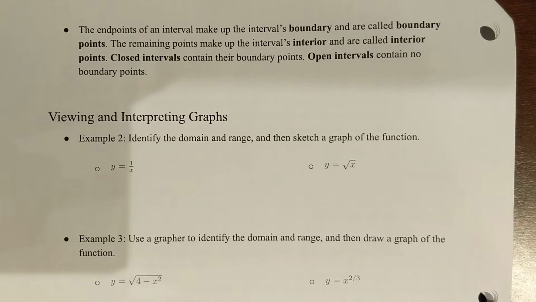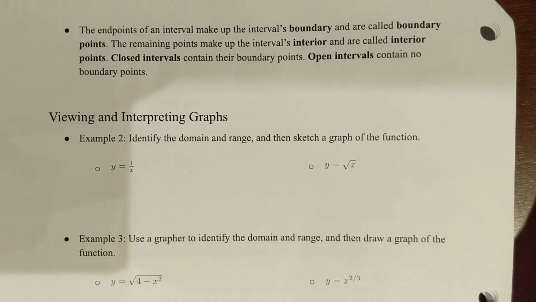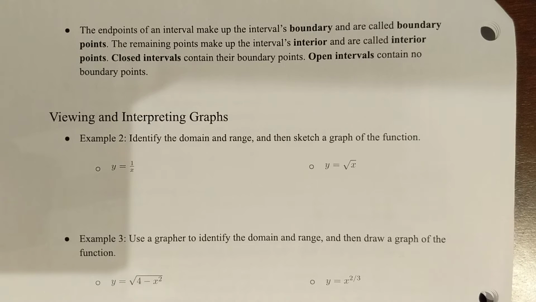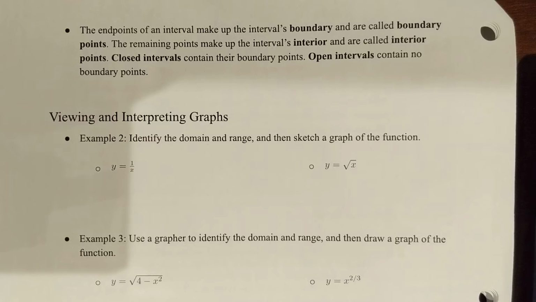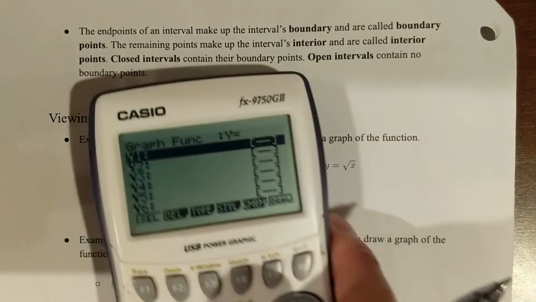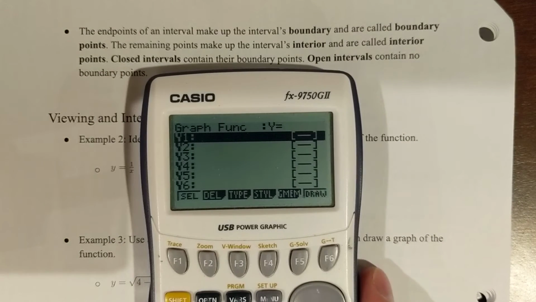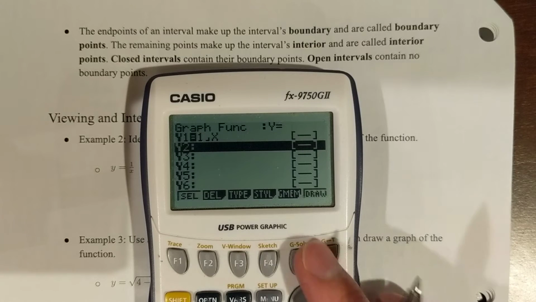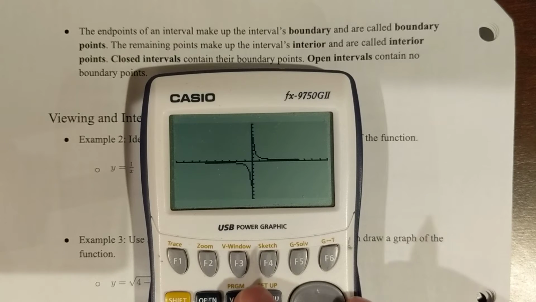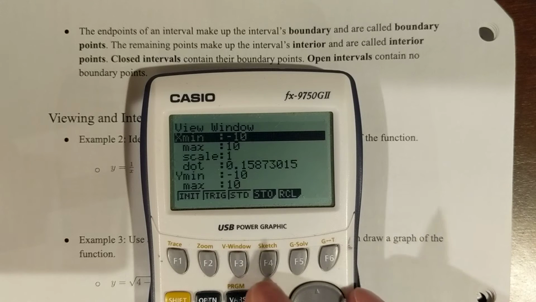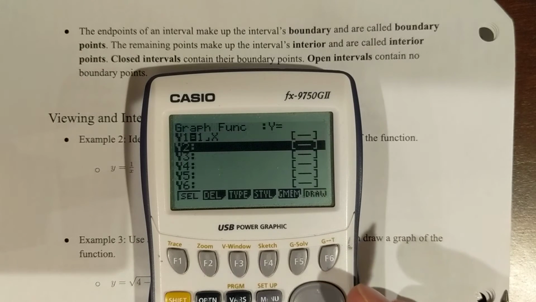So example 2, identify the domain and range and then sketch the graph. So we'll actually do that in reverse and sketch the graph. So on my calculator, let's clear this guy out here. So 1 over x is our first equation. So 1 over x, draw. So there's our equation. We'll reset the window here to make it a little bit more obvious.